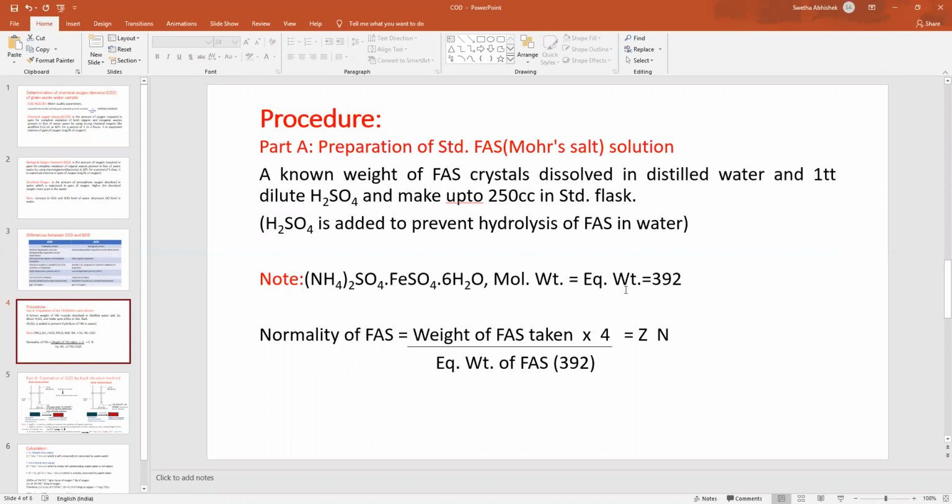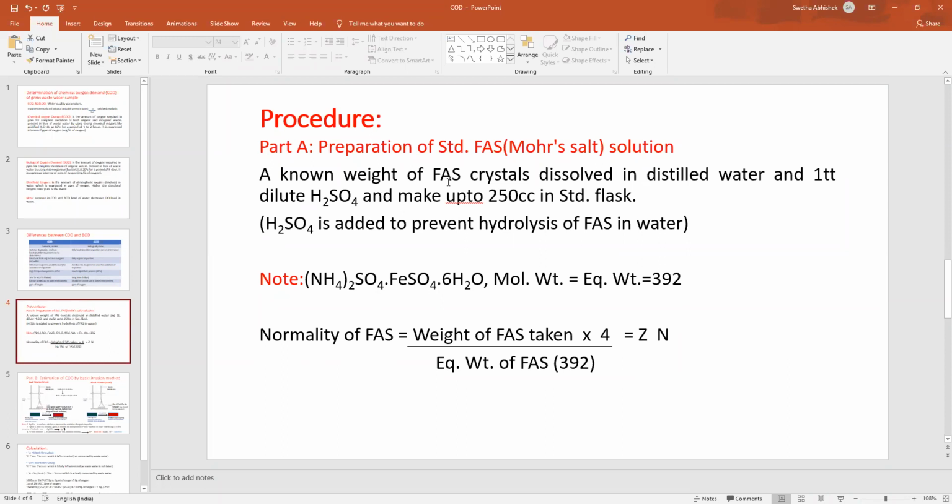In the determination of chemical oxygen demand, the standard solution used is Mohr's salt, also known as ferrous ammonium sulfate. So the first part of the procedure is preparation of standard Mohr's salt solution, that is, standard FAS solution. How to prepare the standard FAS solution? The procedure is similar, but the only difference is you are supposed to take a known weight of FAS crystals, which should be dissolved in distilled water along with 1 test tube of dilute sulfuric acid.